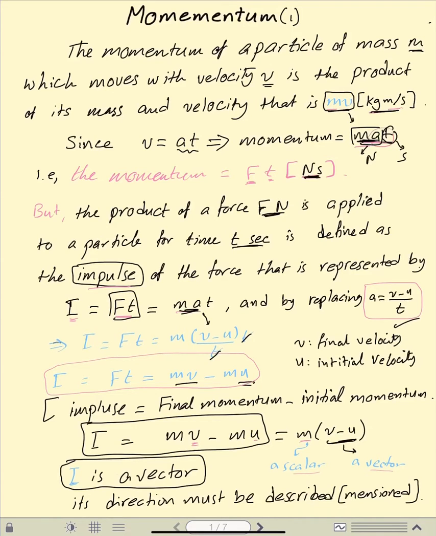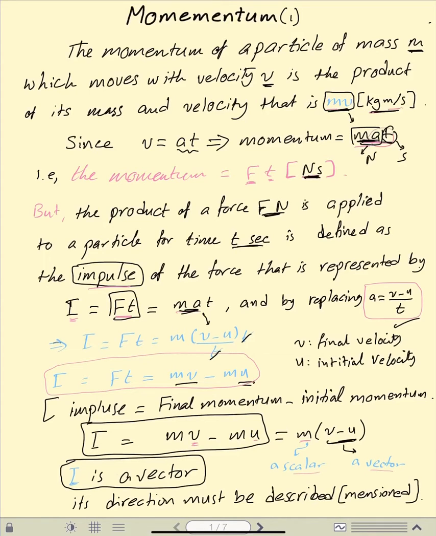The momentum of a particle is the product of its velocity and its mass. If a particle moves with velocity v and has mass m kilograms, then the momentum of the particle is the product of its mass times its velocity. Since the unit of mass is kilogram and the unit of velocity is meter per second, the unit is kilogram meter per second.